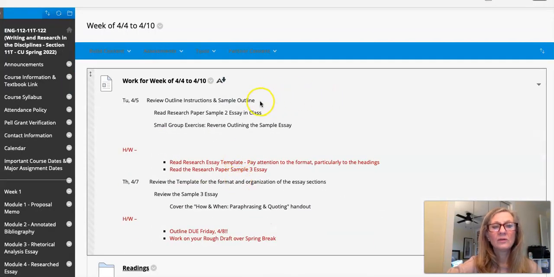So this week, what we're going to get to today in class is we're going to go over the outline instructions and sample outline. Then we're going to read through the sample paper 2 in class, and we're going to work in small groups on reverse outlining that sample essay so you really feel comfortable with the form of this research paper. And that's what we're going to tackle today in class, as well as work on thesis statements again, because that's really the main thing. If you don't have a good thesis statement for this, you're going to be kind of floundering. If you have a good thesis statement, it should be a pretty straightforward paper.